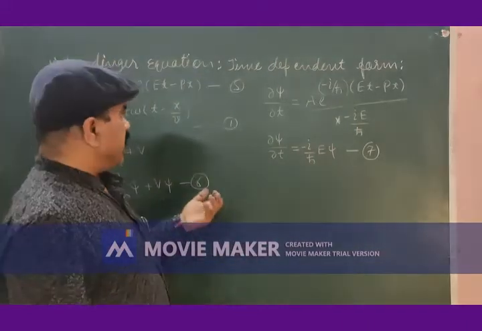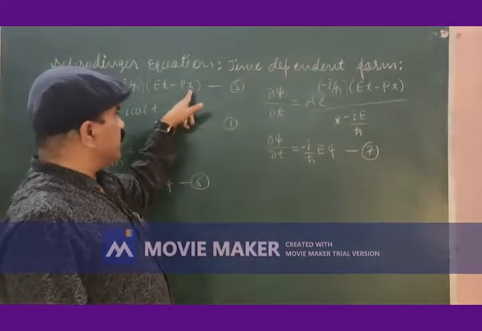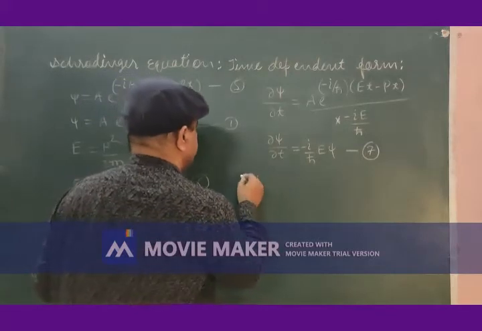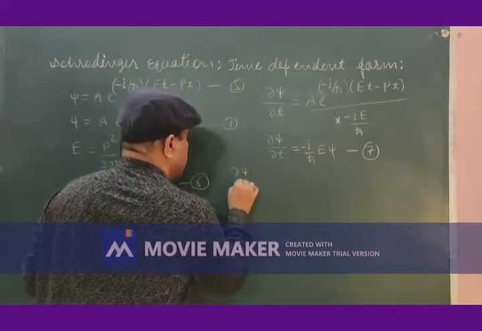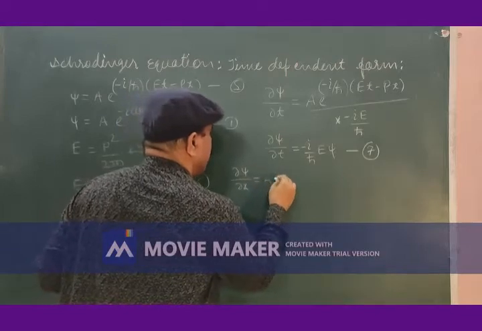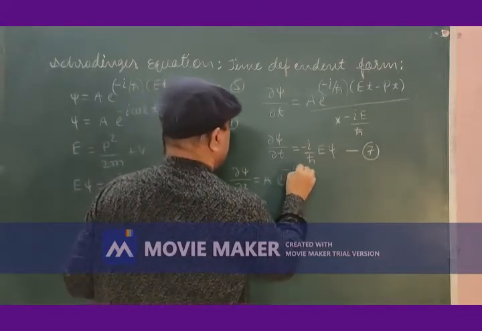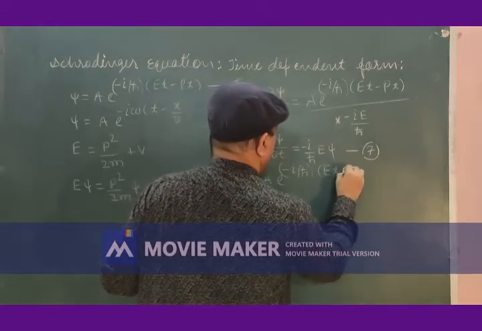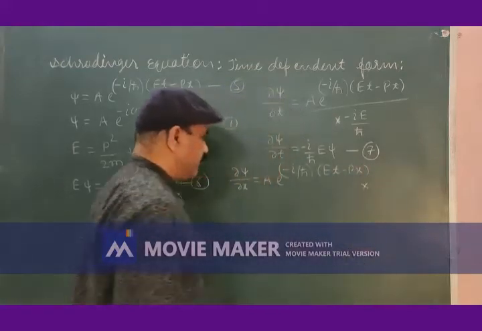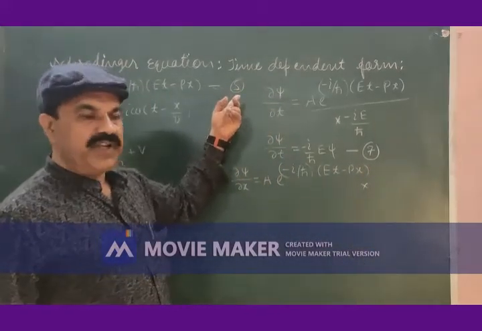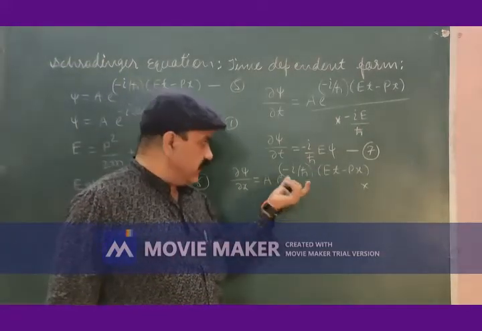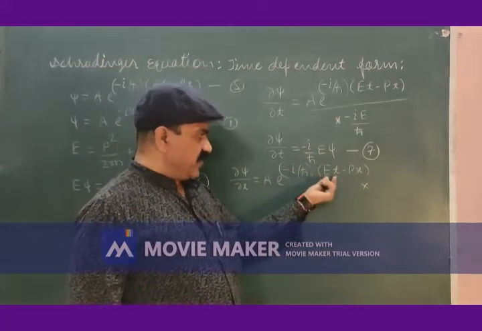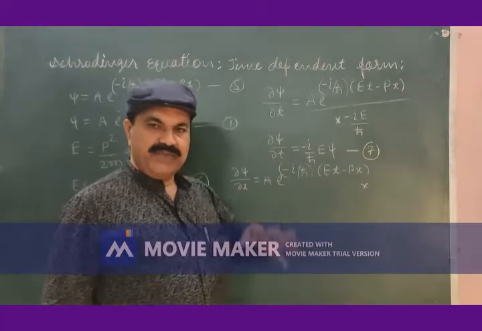Then let us differentiate equation 5 with respect to the other variable x. Now, dou psi by dou x is equal to A e to the power minus i by h cross into (Et minus px), into the differentiation of the exponent, since equation 5 is to be differentiated with respect to x. Now t is constant, so the differentiation of the first term with respect to x will become 0.